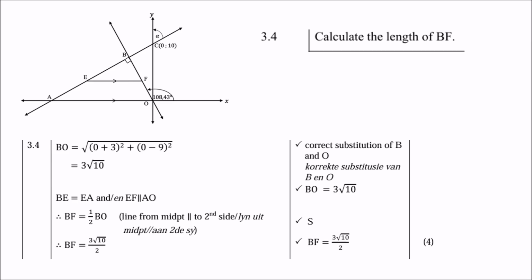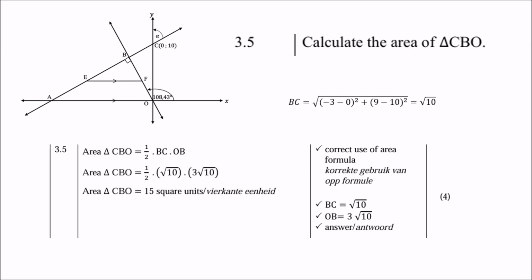Question 3.5, calculate the area of triangle CBO. Have a quick look, where is CBO? Remember the formula for area, half base times height. So we can use BC perhaps as the base and OB as the height, or it doesn't really matter. Remember, you multiply. Then of course BC we haven't got yet, but we can work out BC because we have point B, we have point C, using the distance formula, and it will be the square root of 10. OB we already have as 3 times the square root of 10. So therefore, using the calculator, the answer is then 15 square units.